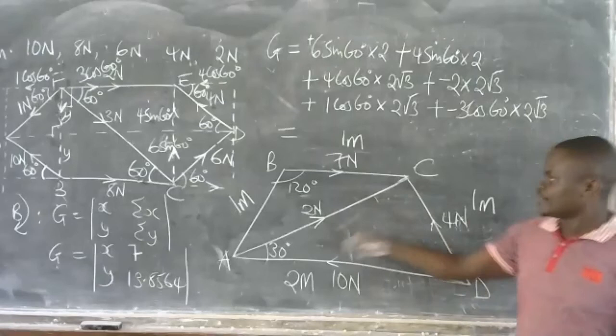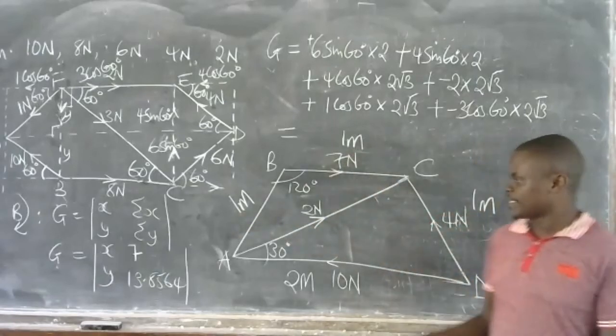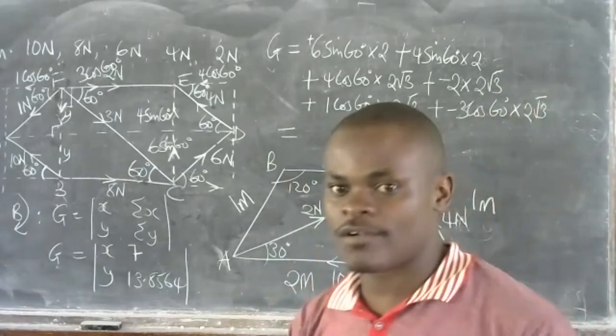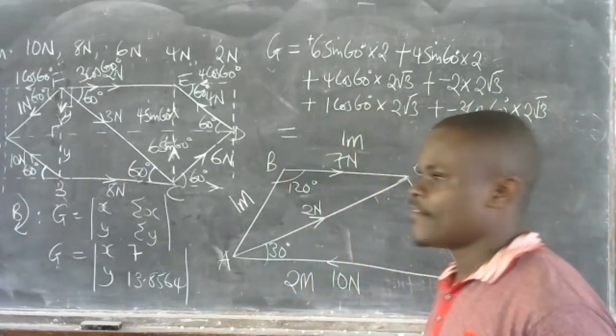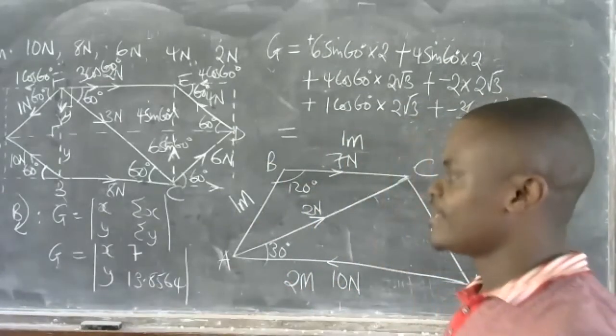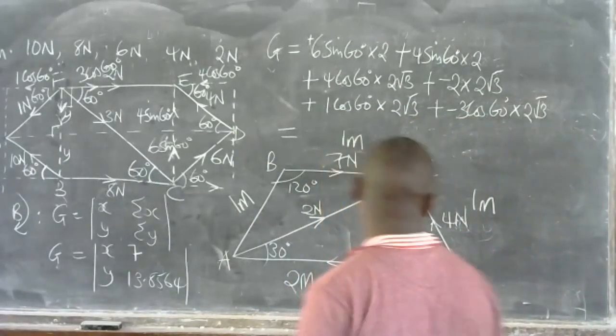then this is 1 meter, 1 meter, 1 meter. The question is find the magnitude and direction of the resultant force. And then part B, the point where the line of action of the resultant force cuts side AD.